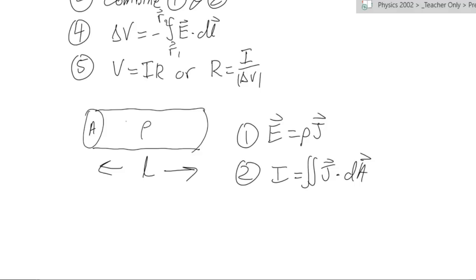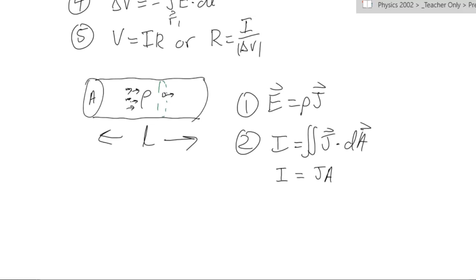So first, we write down the microscopic form of Ohm's law, E is equal to rho J. Second, we write down the relationship between the current and the current density vector. And what we want to do here is consider that we're making charge flow from the left side to the right side. Here's a bunch of charges that are moving to the right, and they're going to pass through some surface like this, where this is going to be our dA vector pointing to the right. This current density we have is constant over the entire cross-sectional area, and it's also in the same direction. So what that says is that I is going to be equal to J times A. And so then we can say that J is equal to I divided by A.